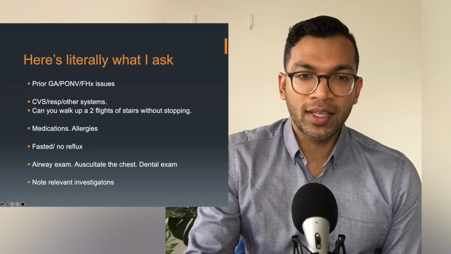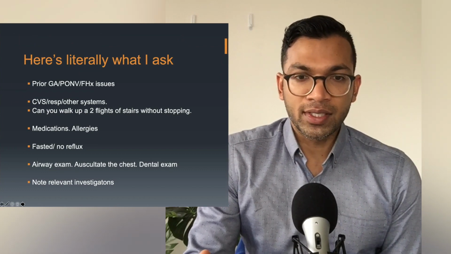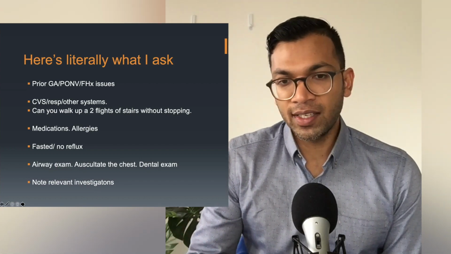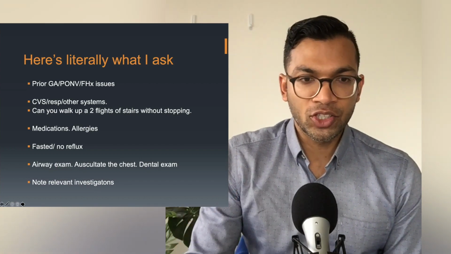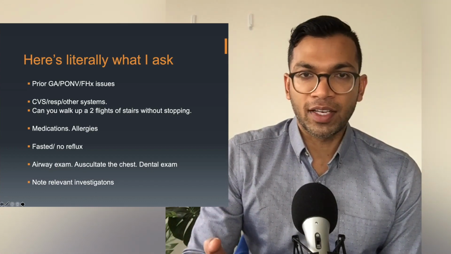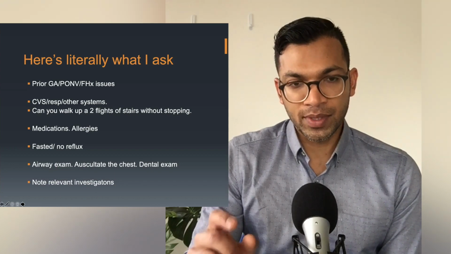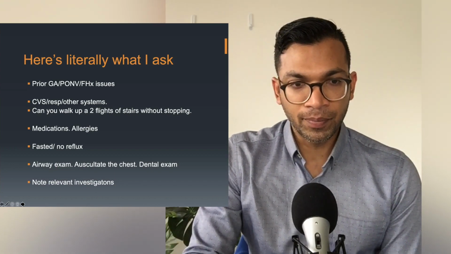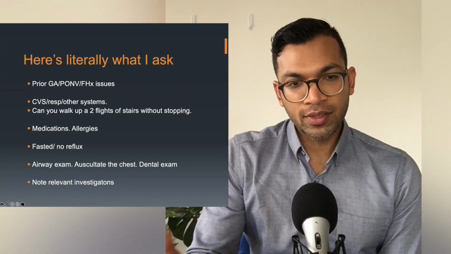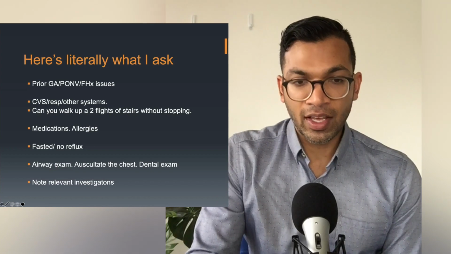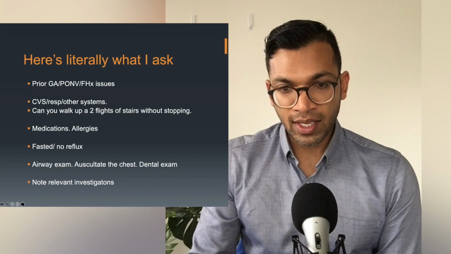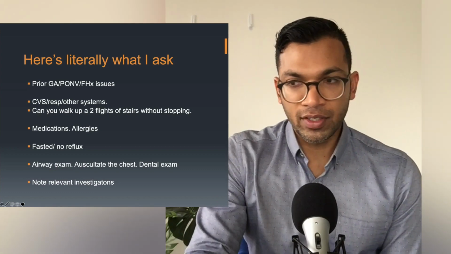I need to just know what their exercise tolerance is, whether it's asking them specifically what activities of daily living they can do, whether they can do some gardening or lawn mowing or walk 4 blocks to the shops or whatever it is. Your boss and your supervisor will be really, really happy that you get an idea of their global functioning, especially if that's a problem. As I mentioned, medication list, allergies, and whatever those allergies cause, whether the patient has fasted, if they have reflux, and then do an examination, which is really just the airway exam and auscultating the chest, and then a dental exam, and then noting any relevant investigations.